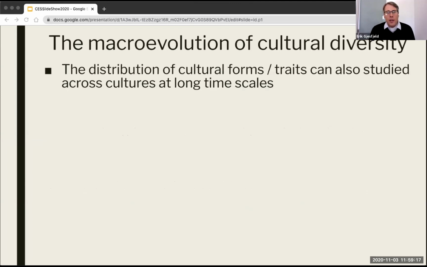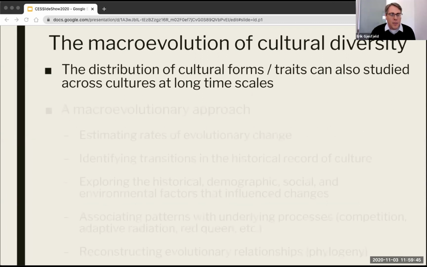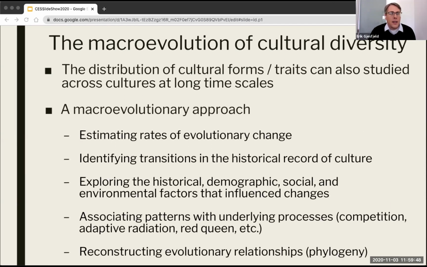I think what we are more interested in is a macro perspective on cultural diversity and the distribution of cultural forms or traits that can be studied cross-culturally and often at longer timescales. In that sense, what we're really trying to get after is a broader scope of the distribution of cultural forms and traits. And this may be what is often considered a macroevolutionary approach.